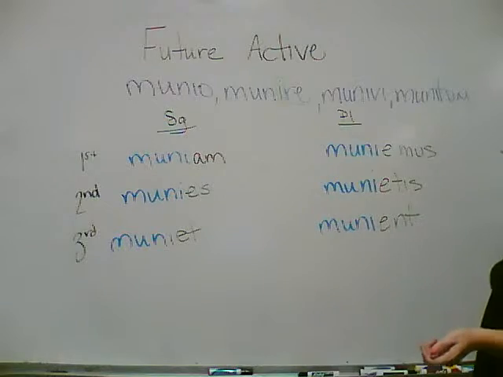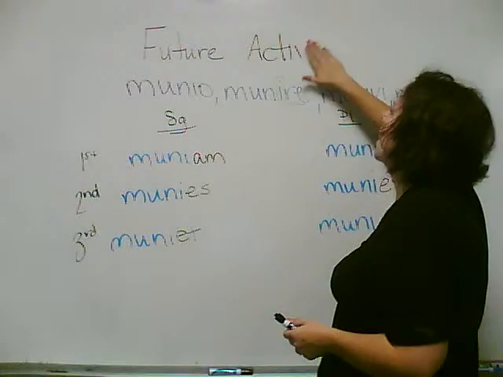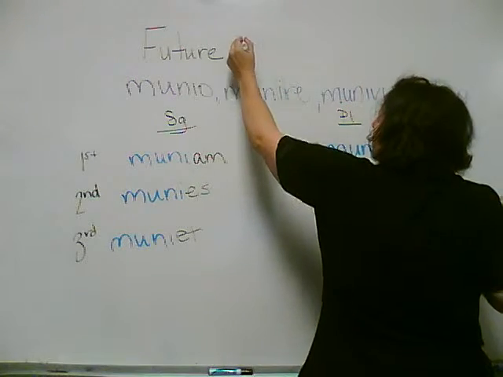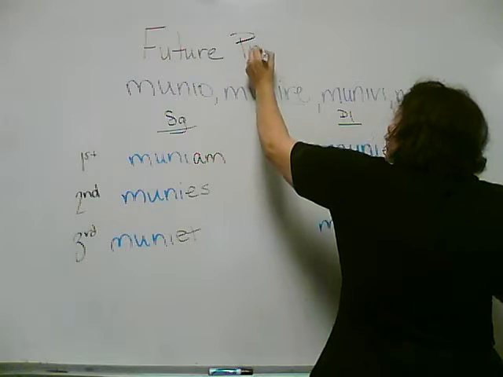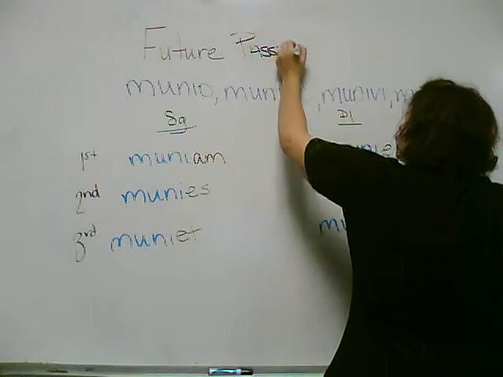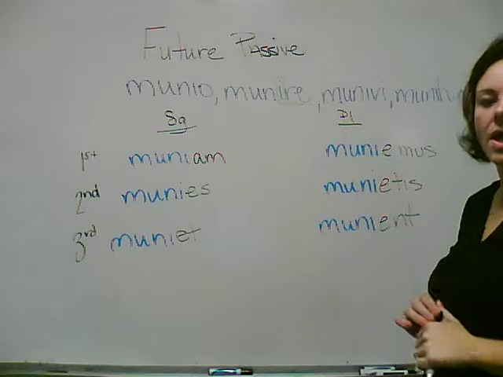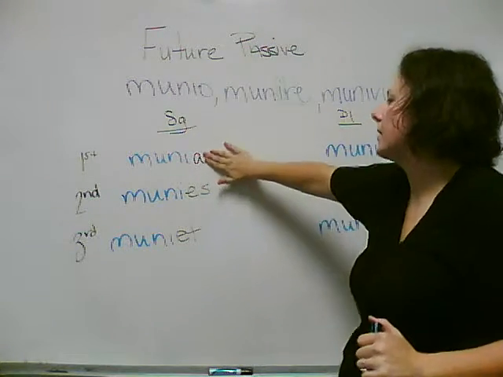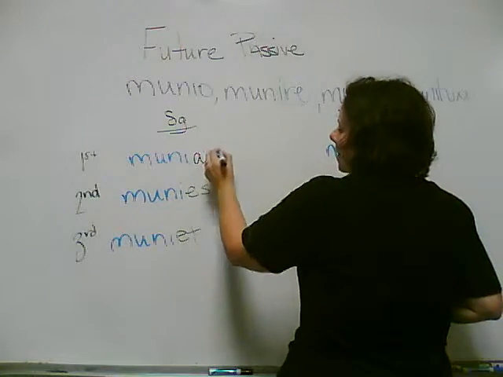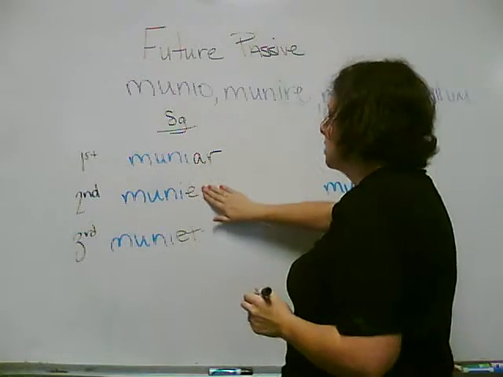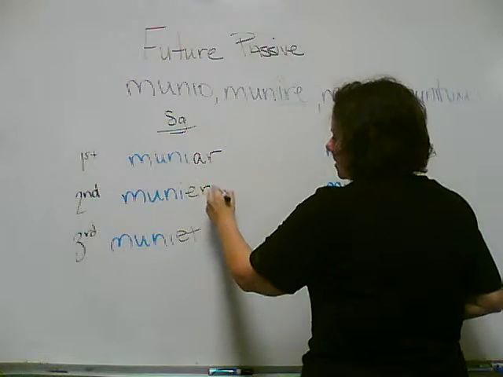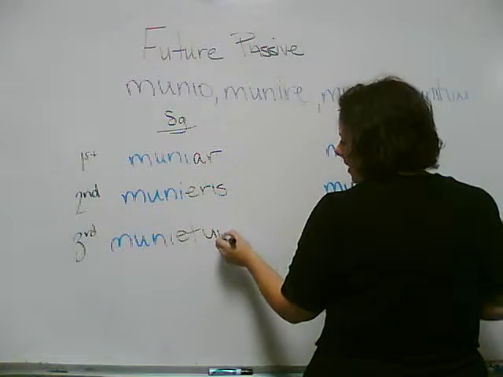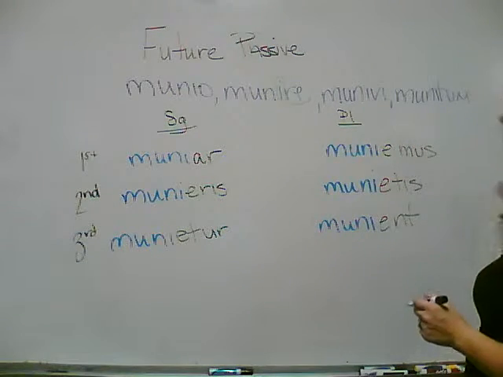And I didn't do the passive of capio, but we can do the passive of munio really quickly, because again, they mirror each other. So if you can do one, you should be able to do the other. Okay, so just some things that we're going to change here. We're going to get rid of the M and make that an R, so we have munier. We're going to get rid of the S and make that ris, so munieris. And then the T can stay because we have to make it tur, munietur.